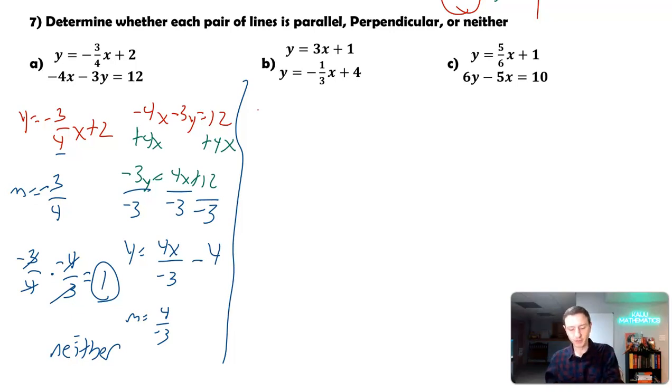Y equals 3x plus 1. It's already in slope-intercept form. Y equals -1/3 x plus 4. So let's compare this. So first of all, parallel? No. Different slopes, so it's not going to be parallel.